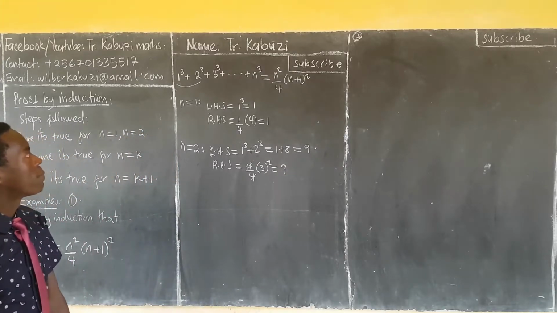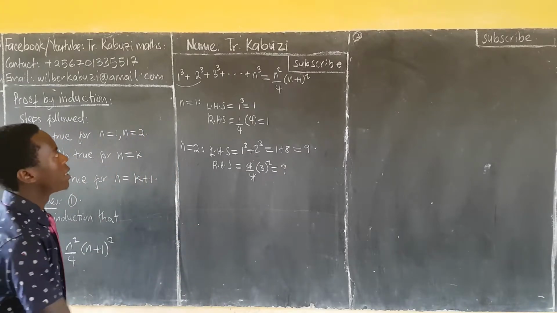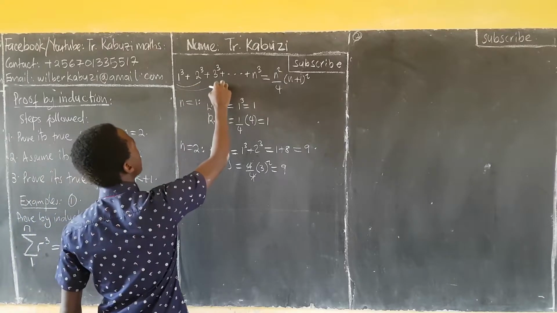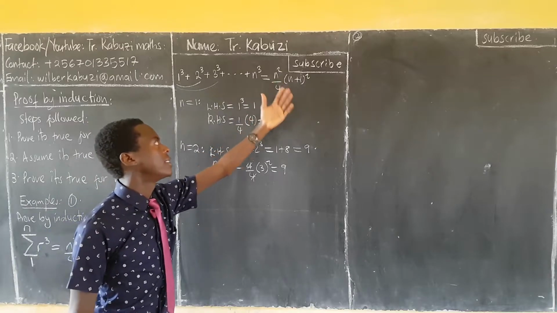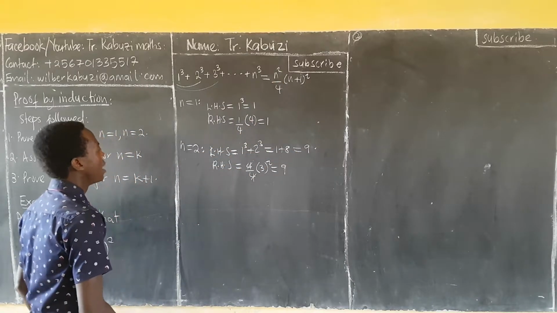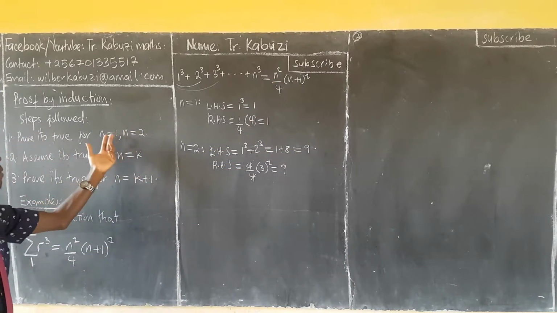You can go on to prove when n is equal to 3. When n is equal to 3, you type the first 3, and then you substitute n is equal to 3. You see what you get. Now, we just need to prove for these 2.